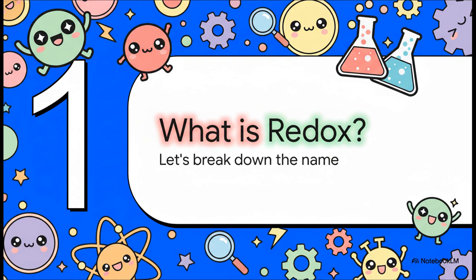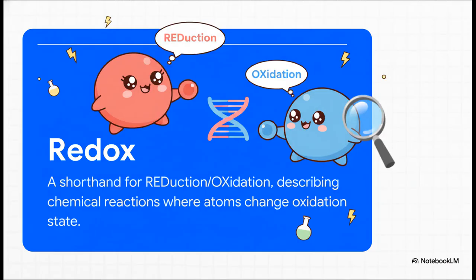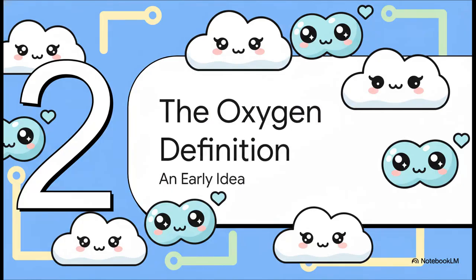So, what in the world is redox? Well, the name itself is actually a massive clue. Redox is basically a mashup of two words, reduction and oxidation. And here's the most important part. Every single redox reaction involves these two things happening at the exact same time. They're a package deal. You can't have one without the other. To really understand redox, we're going to build up the definition in a few layers.